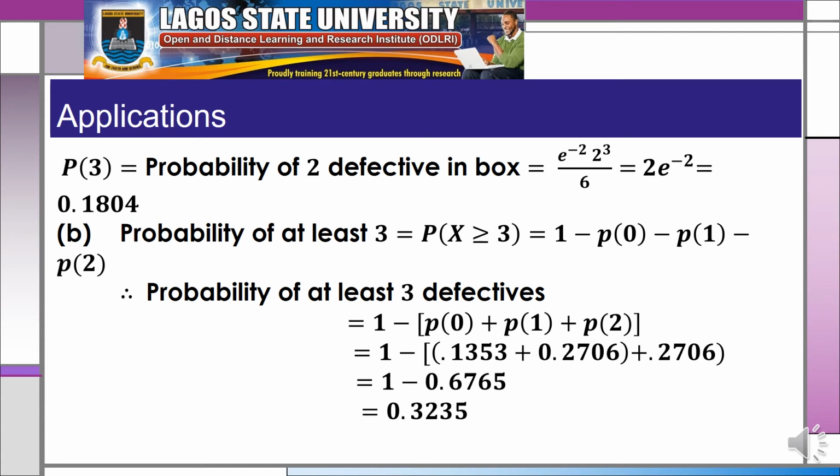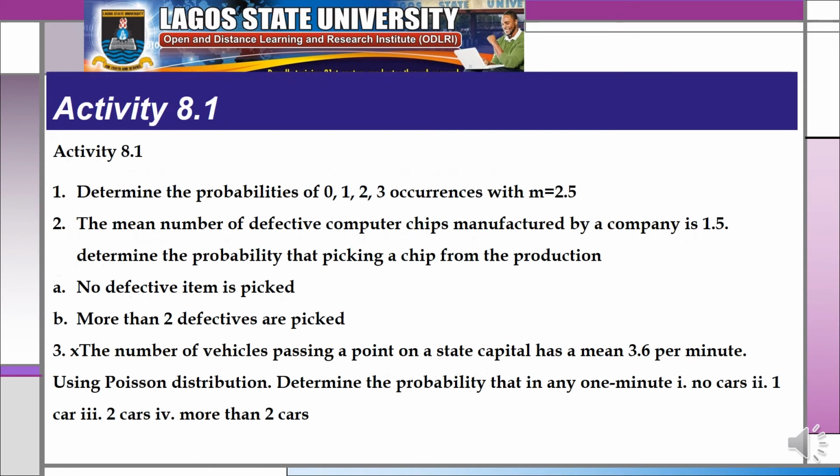Now, the probability of at least 3 is 1 minus probability of 0, minus probability of 1, minus probability of 2. Computing all the other probabilities and subtracting them from 1, you have the probability of at least 3 to be 0.3235.